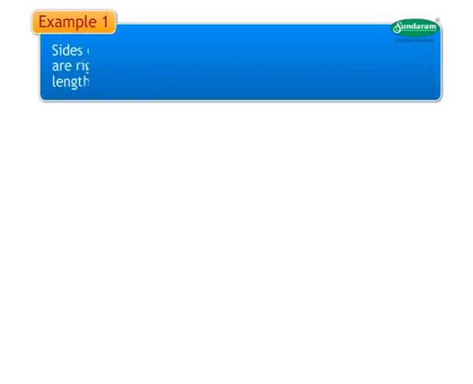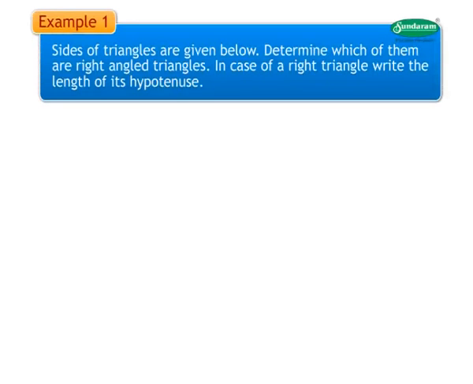Example 1. Sides of triangles are given below. Determine which of them are right-angled triangles. In case of a right-angled triangle, write the length of its hypotenuse. Number 1. 7 cm, 24 cm, 25 cm.